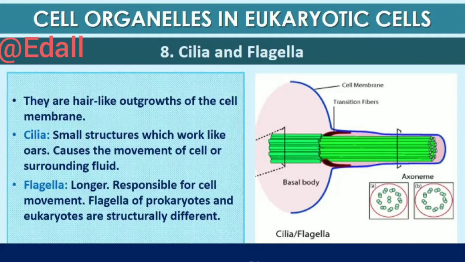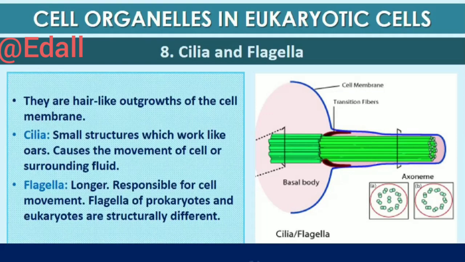8.5.8 Cilia and flagella. Cilia (singular: cilium) and flagella (singular: flagellum) are hair-like outgrowths of the cell membrane. Cilia are small structures which work like oars, causing the movement of either the cell or the surrounding fluid. Flagella are comparatively longer and responsible for cell movement. The prokaryotic bacteria also possess flagella, but these are structurally different from the eukaryotic flagella.